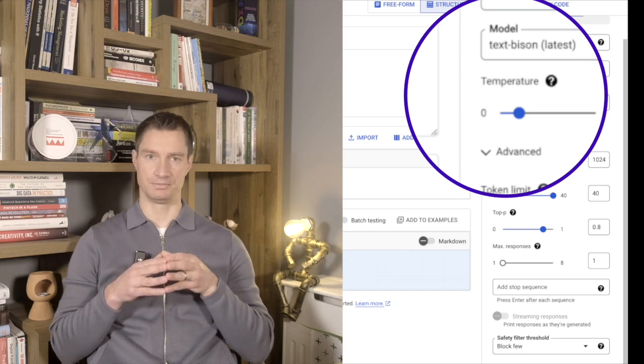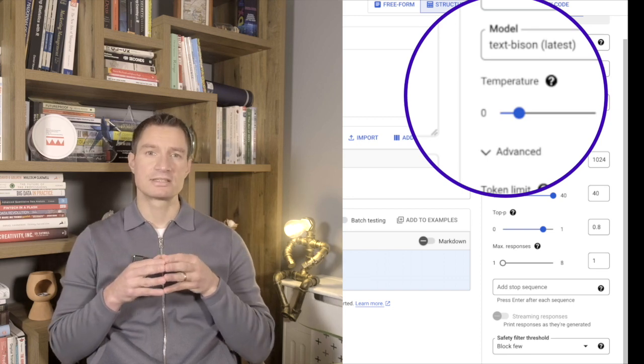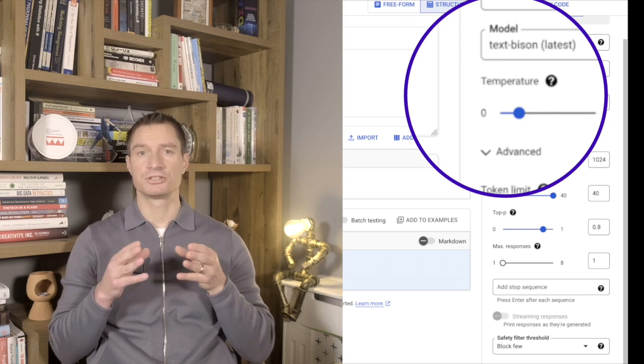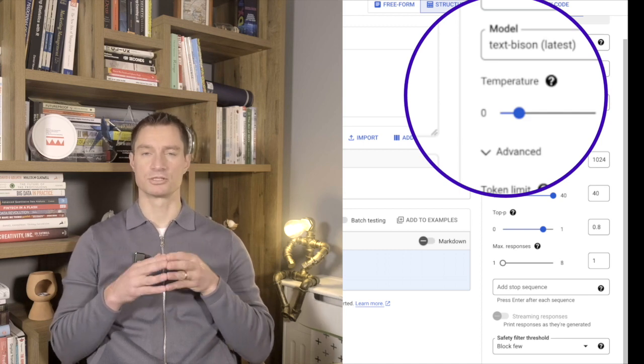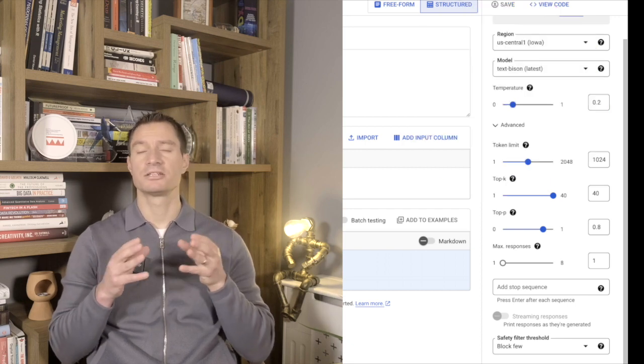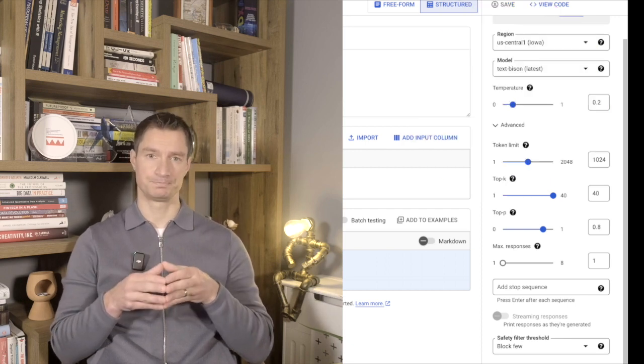Think ChatGPT. Of course, you need to understand the trade-offs. The more accurate the responses, the lower the creativity and interesting outputs, and vice versa. The higher the creativity, the higher the potential of irrelevant outputs.